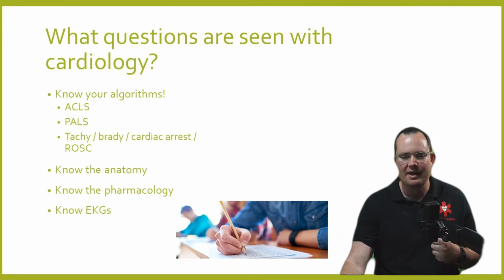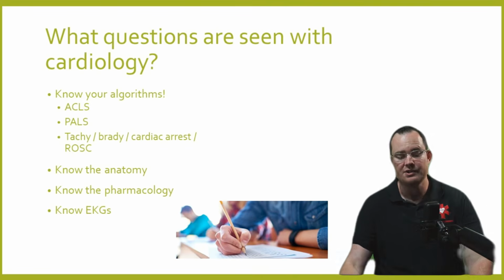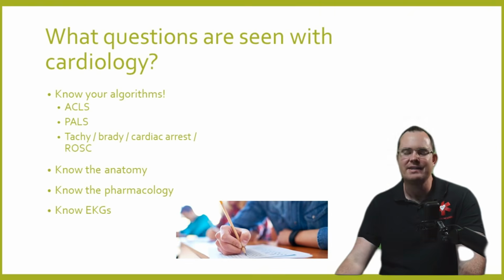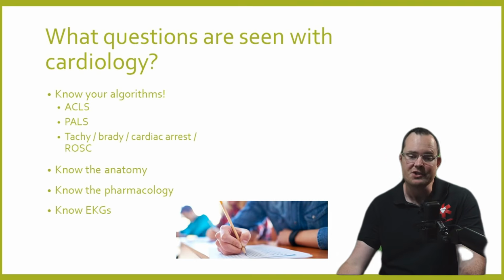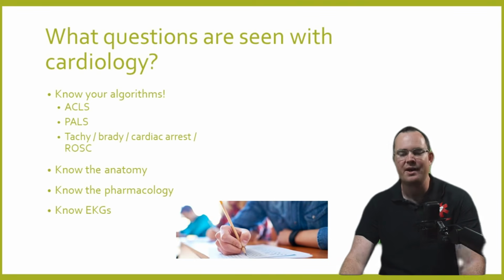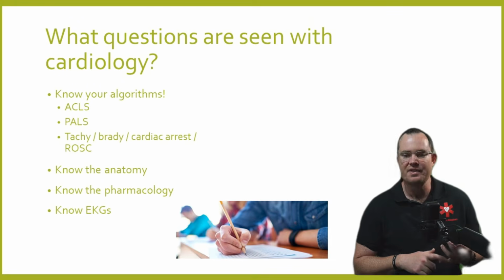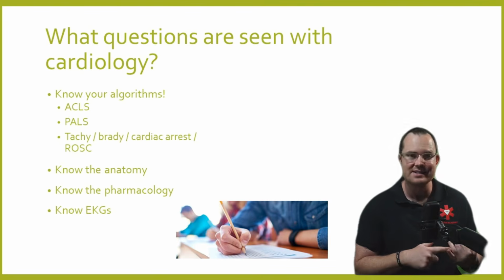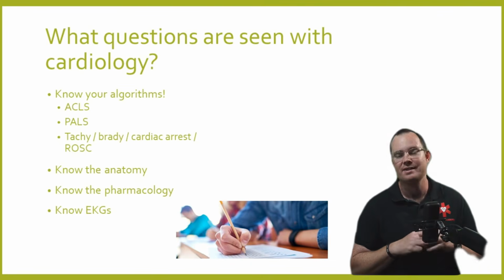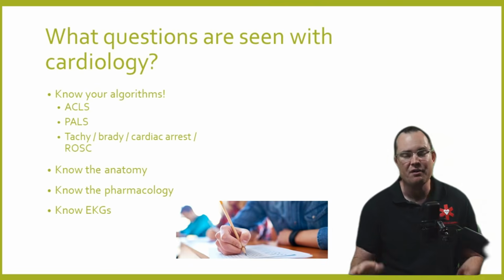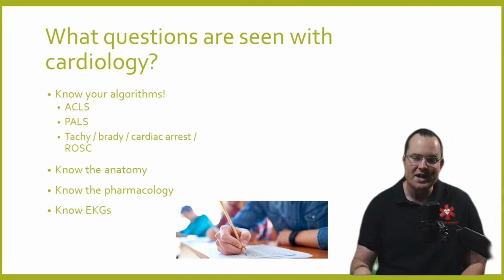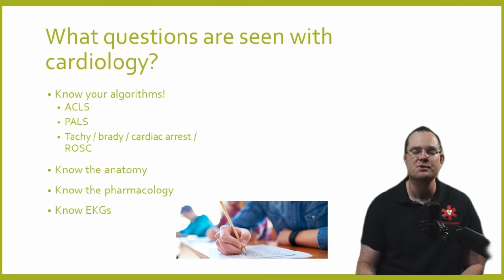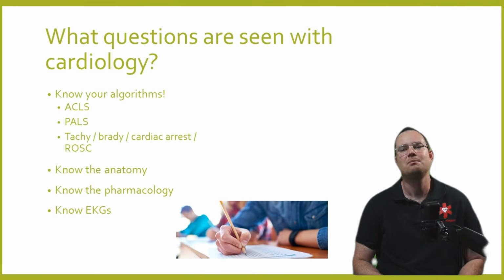Now, the first category that we need to talk about is pathophysiology. And what I mean by pathophysiology is what kind of diseases or what kind of problems is that patient experiencing that could be cardiac in relation? So with regards to that, we have to think about the algorithms, right? With ACLS and with PALS, do we have bradycardia? Do we have tachycardia? Do we have cardiac arrest? And then also don't forget ROSC is a big algorithm when we talk about the pathophys side of cardiology. With the National Registry, they will ask you algorithm questions.